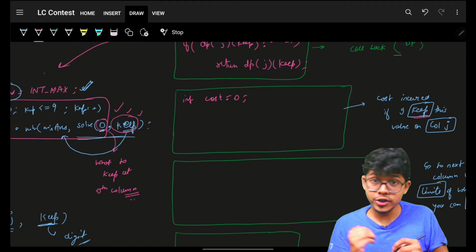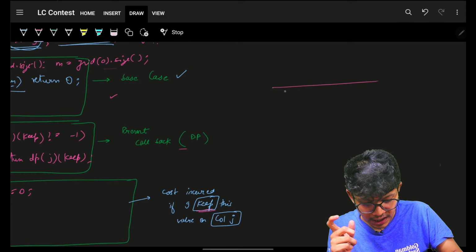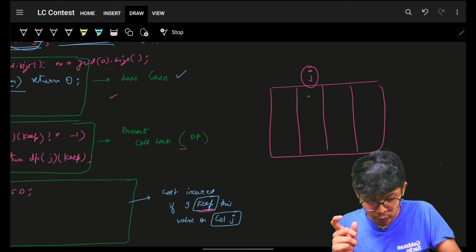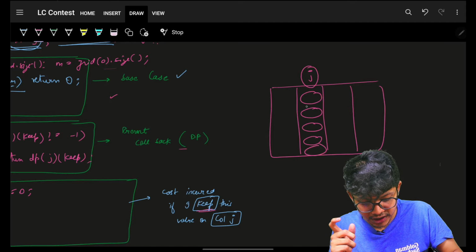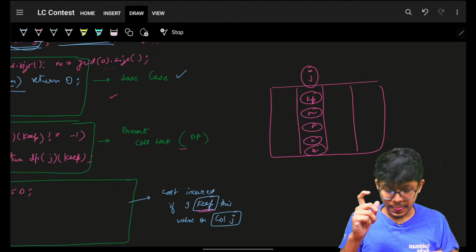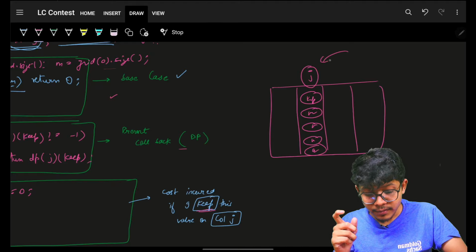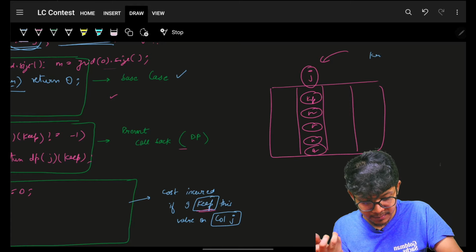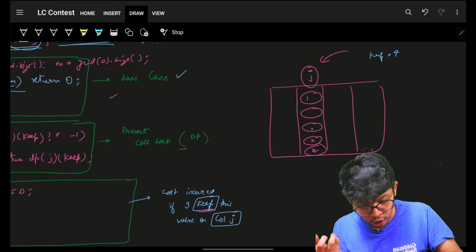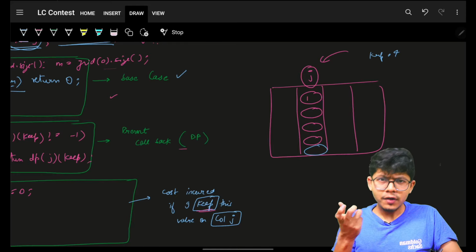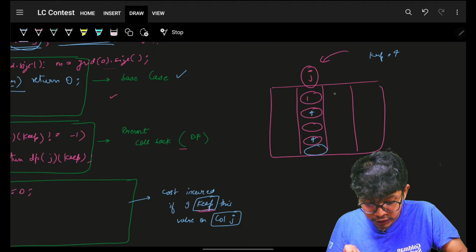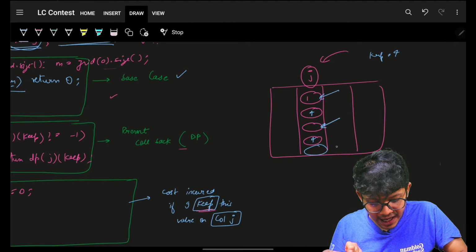Cost, initialize to zero. This cost is saying that I am at the jth column, and I have to make sure that all these values are equal to my keep. You want the minimum number of replacements. Now let's imagine my keep is 4. I have to make sure all these values should be 4. If some value is already a 4, then you will not change it, right? Yes. So whichever is not equal to my keep, that I will change.